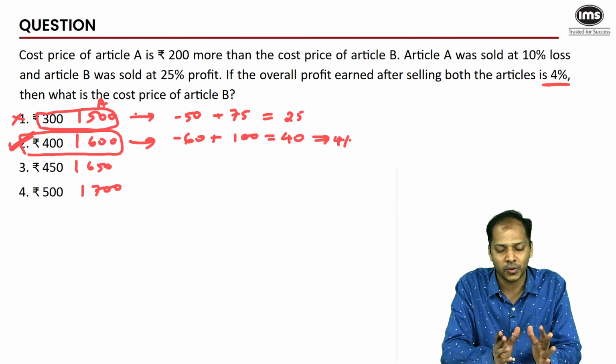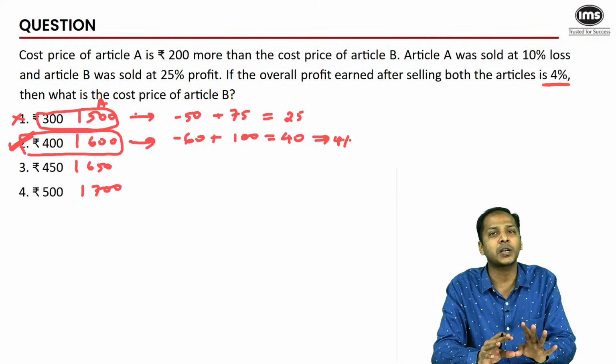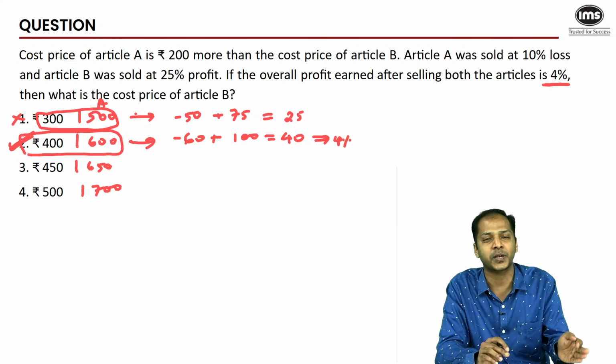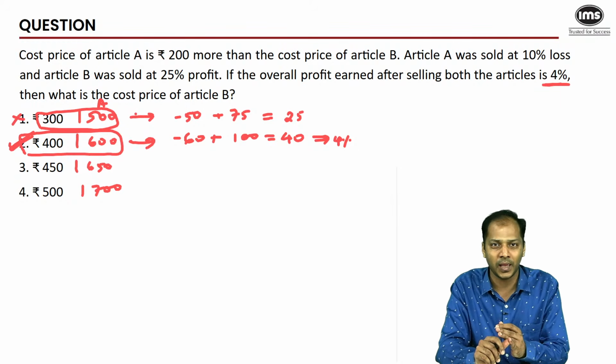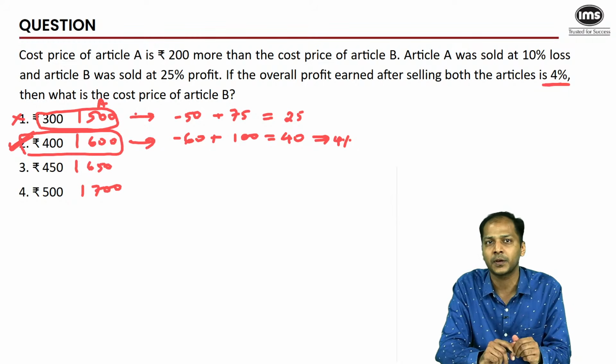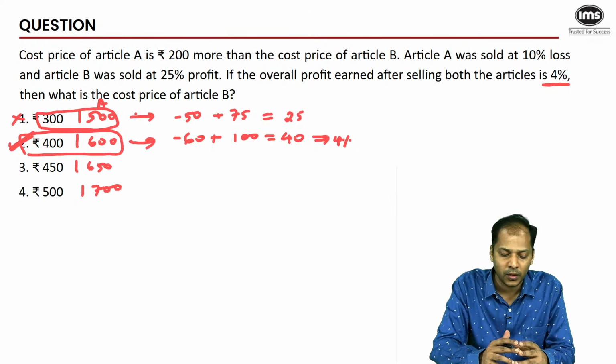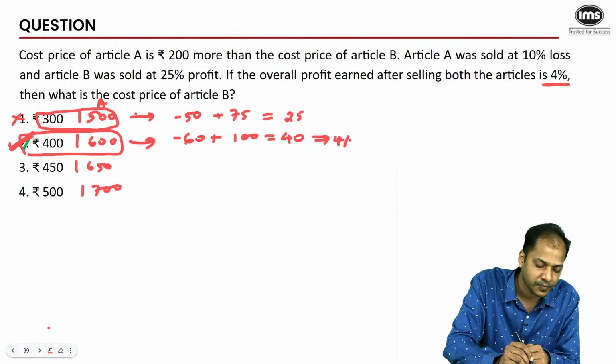Okay. So I would prefer going about this question using numbers and options instead of using variables, where we let the cost price of the first one be B, the second one would be B plus 200, and then calculating the respective percentages. All right, let's go ahead, guys.